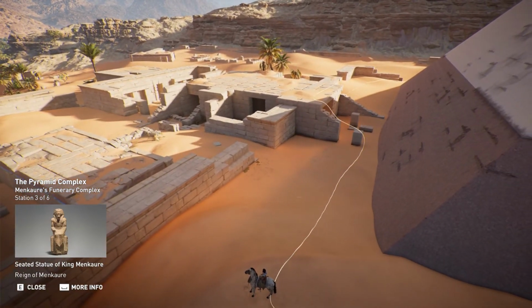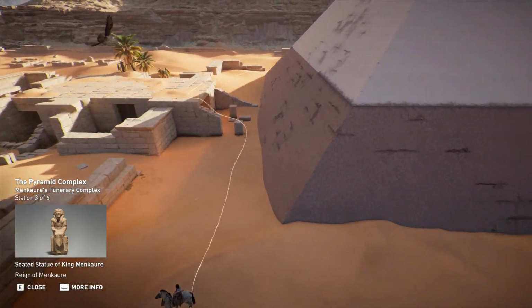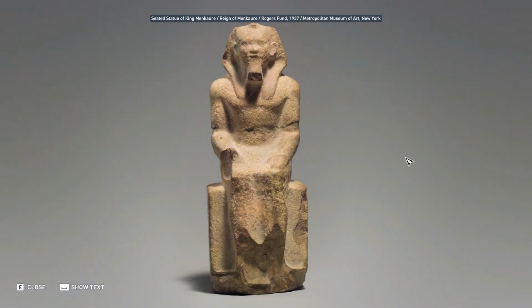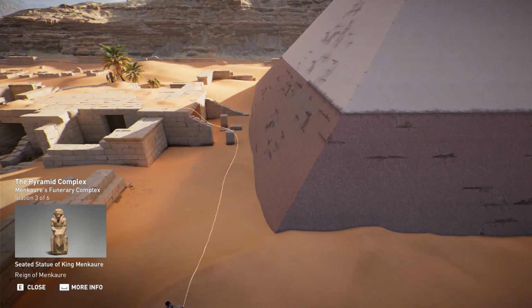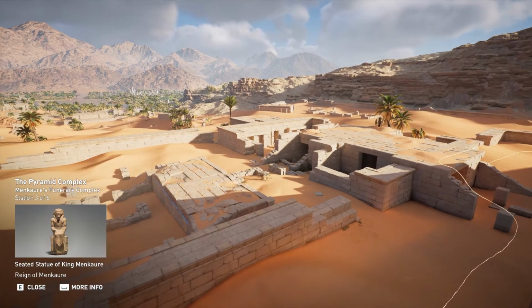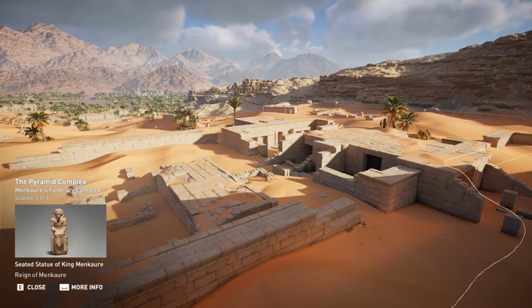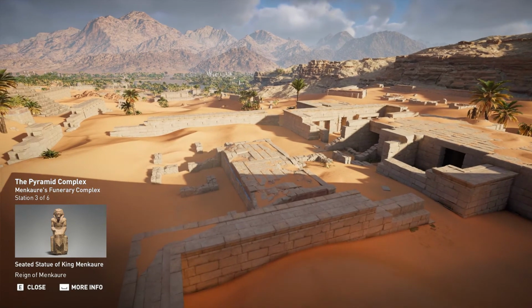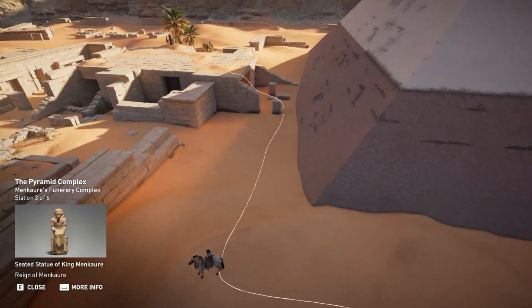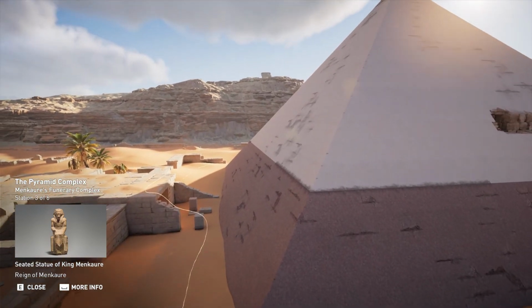While Menkaure's pyramid complex was unfinished at the time of his death, it was hastily and somewhat shabbily completed by his successor, Shepseskaf. Even so, this funerary structure marks a watershed in the history of this kind of monument. From then onwards, the pyramid shrank, whereas the mortuary temple expanded both in its quantitative and qualitative aspects.